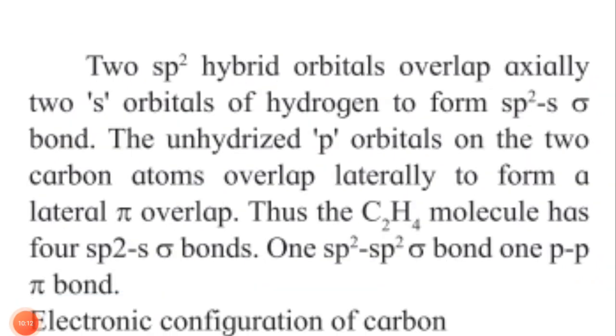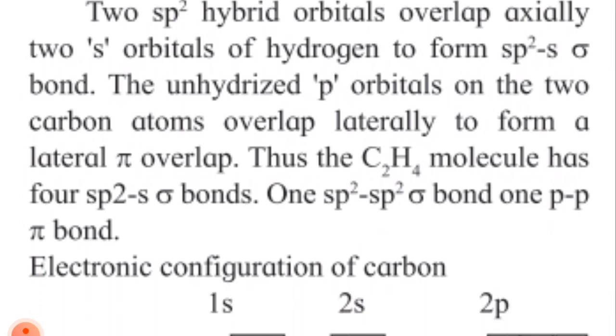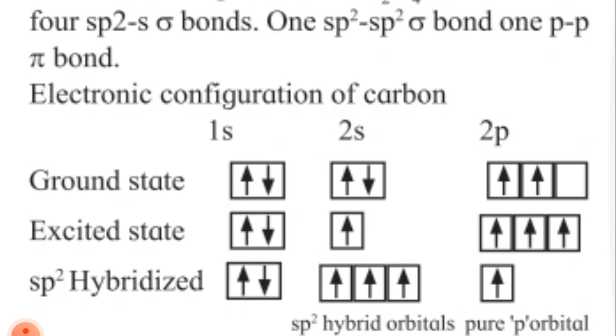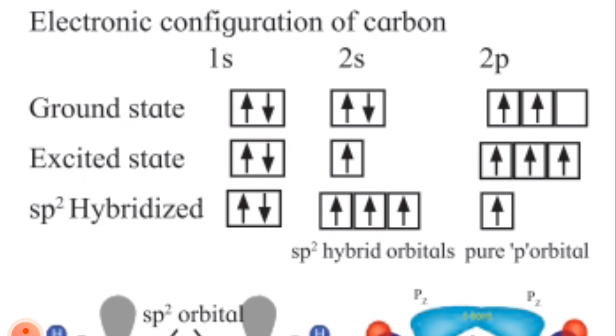Two sp2 hybrid orbitals overlap axially with two s orbitals of hydrogen to form sp2-s sigma bonds. The unhybridized p orbitals on the two carbon atoms overlap laterally to form a pi bond. The C2H4 molecule has four sp2-s sigma bonds, one sp2-sp2 sigma bond, and one p-p pi bond. Electronic configuration of carbon: ground state 1s2, 2s2, 2p2. Excited state will be 1s2, 2s1, 2p3, which sp2 hybridize.